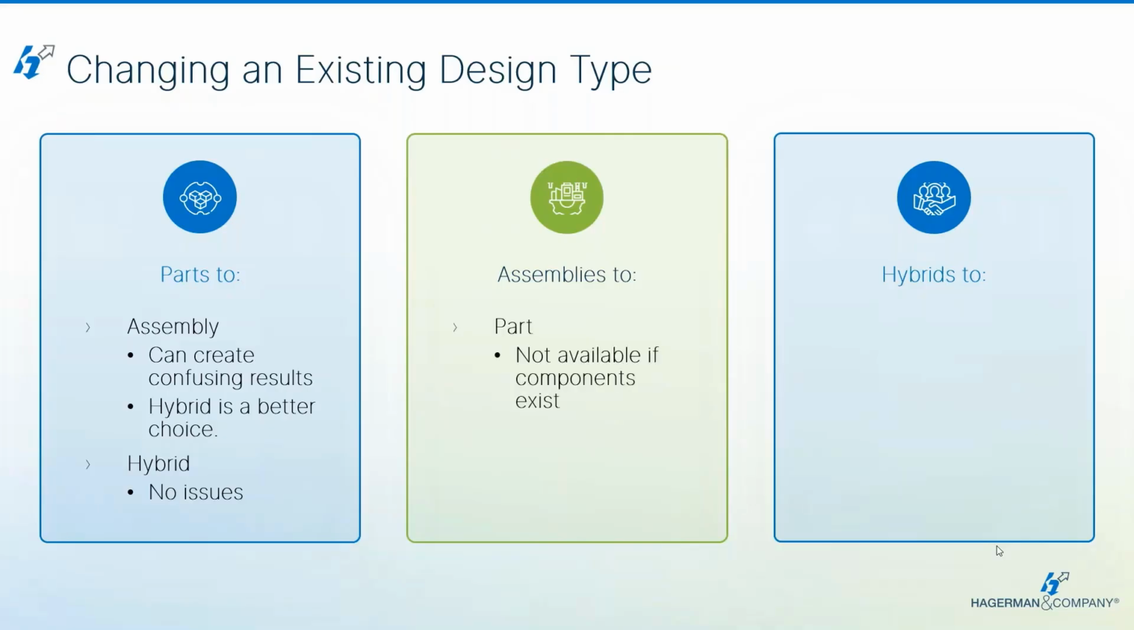If I wanted to convert an assembly to a part, if you've already got components in there, that option's grayed out. You can't do it. So if you've linked in any outside components, or built any internal components, you can't make it into a part file. If I want to convert an assembly to a hybrid, again, no issues. If I've got an existing hybrid, it won't let me save it to a part file if there are components in it. Kind of the same as trying to make an assembly into a part file. It's like, nope, sorry.